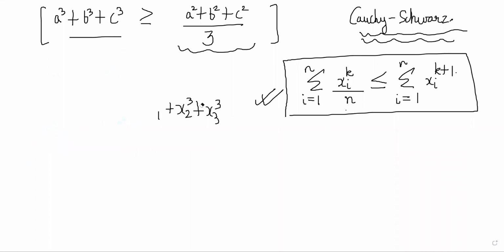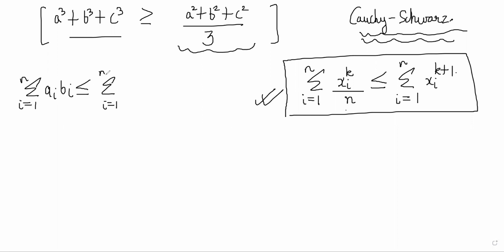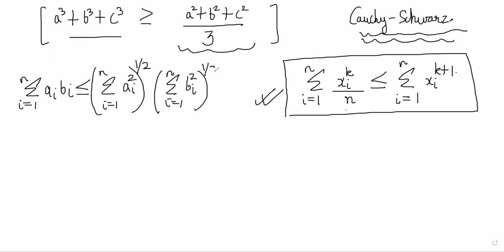The inequality can be written in this form: summation of i goes from 1 to n, ai bi is less than or equal to summation i goes from 1 to n, ai squared, to the power half, multiplied by summation of i goes from 1 to n, bi squared, to the power half.